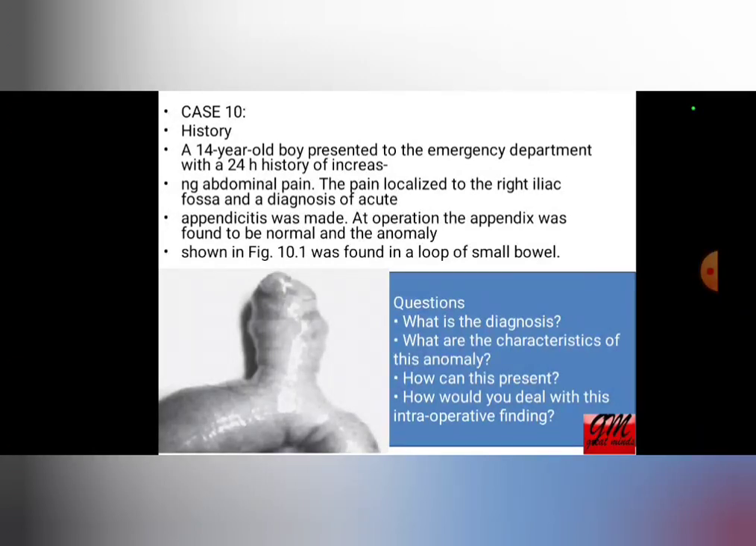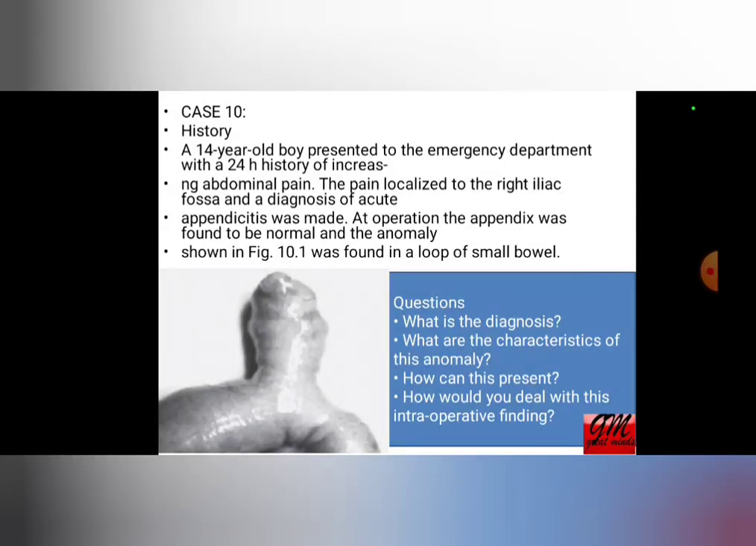No. Merkel diverticulitis, that's the inflammation of the Merkel diverticulum, presents similarly to appendicitis. Is it clear? So Merkel diverticulitis presents similarly to appendicitis. So in this case, you have Merkel diverticulitis. Now they are asking you, what are the characteristics of this abnormality?